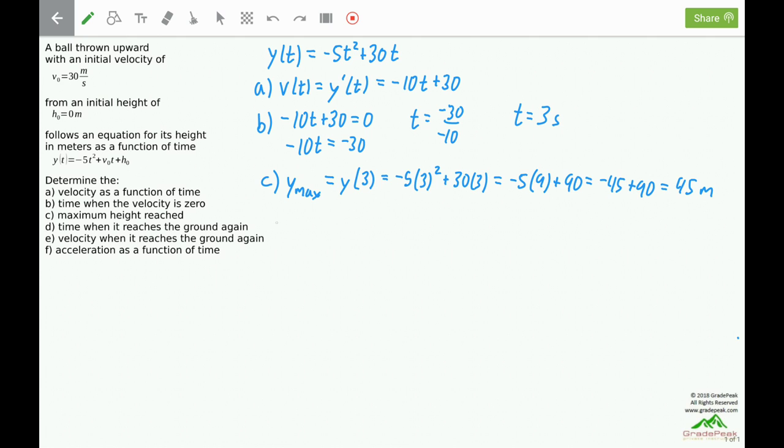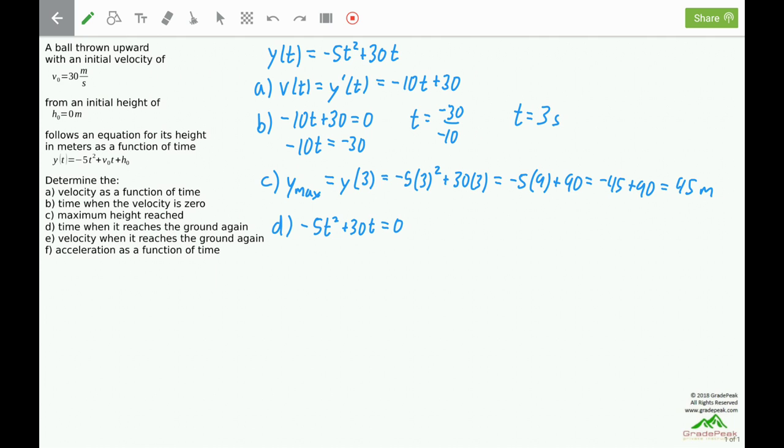For part D, we want to know the time when it reaches the ground again. The ground is defined as a height of 0, so we will want to know when the height is 0, so we can take the height function of time and set it equal to 0.